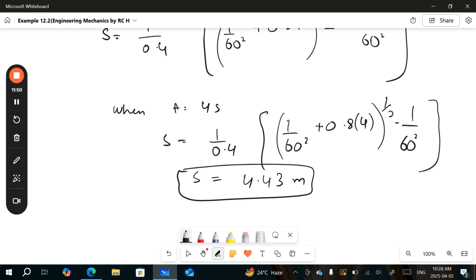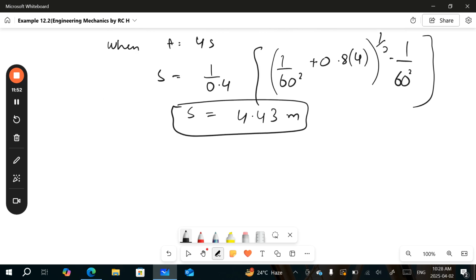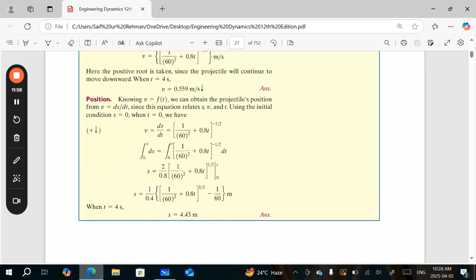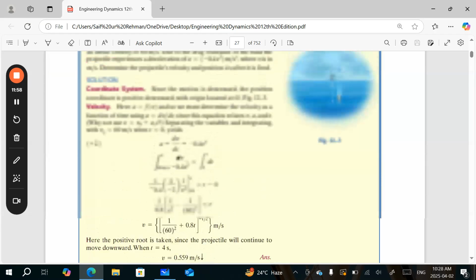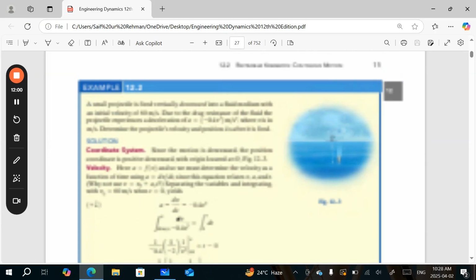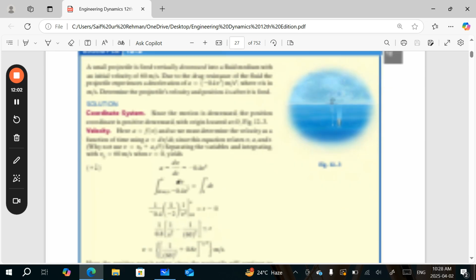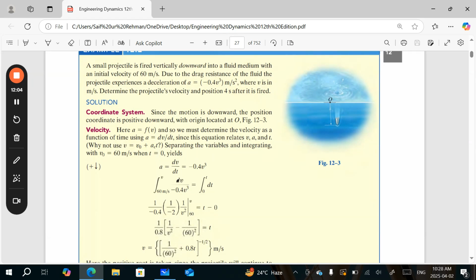So in this way you can find the velocity and displacement if you are given the acceleration, or similarly if you are given the velocity you can also find the speed or the acceleration, and vice versa.